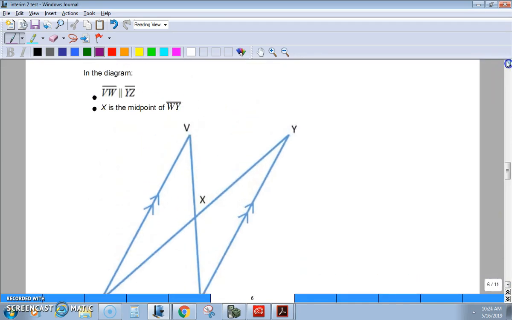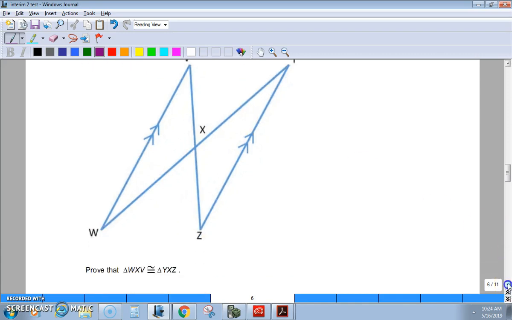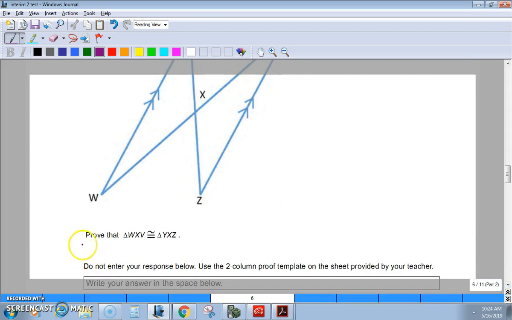All right, so we have line VW is parallel to YZ. That is a claim. Our evidence is it is obviously given. We have X is the midpoint of WY. This is the second piece that is given. If you look at the bottom, our last claim needs to be proving that WXV is congruent to YXZ.